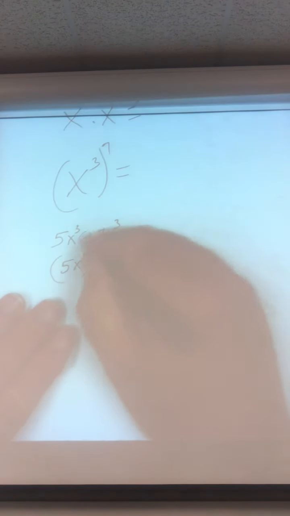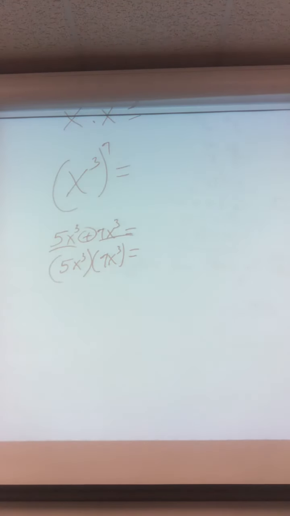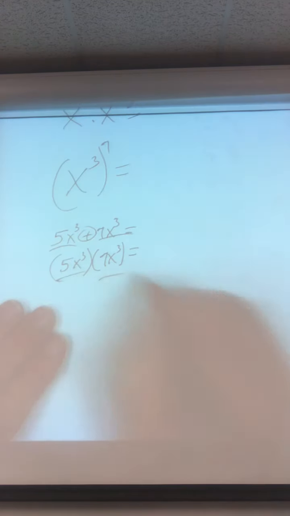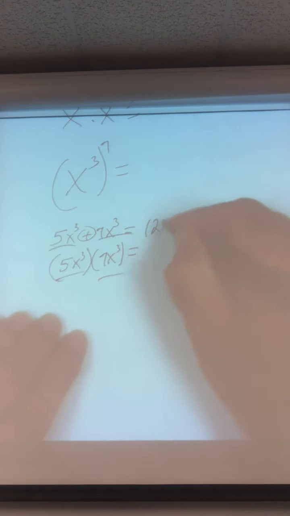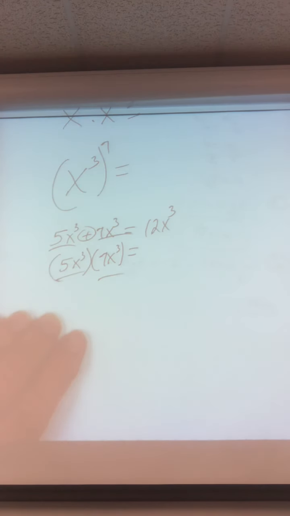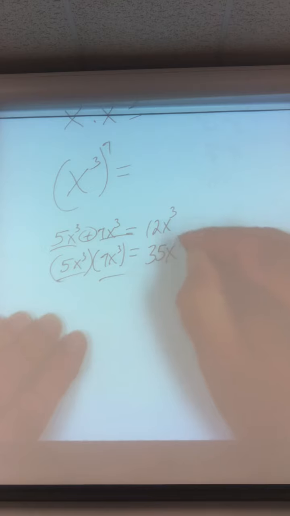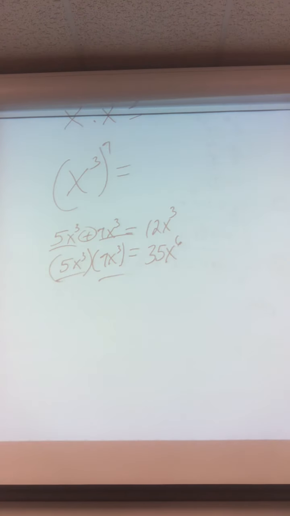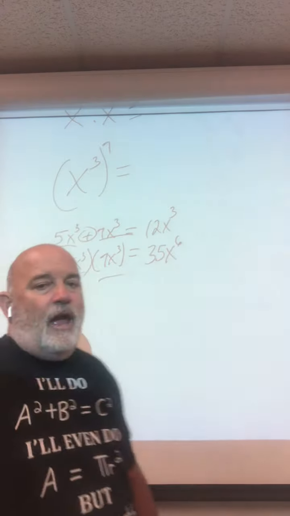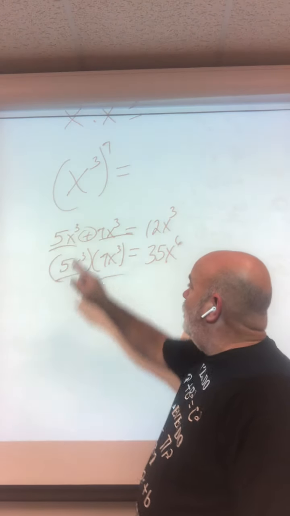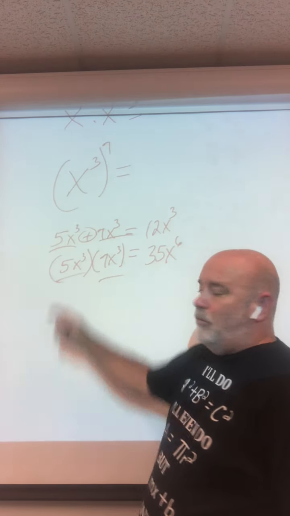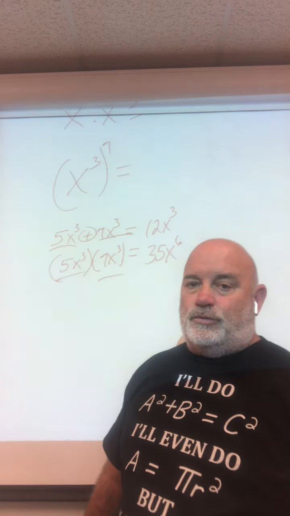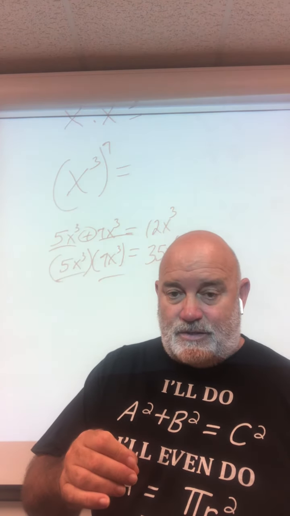Same if I ask you to do this. When I add these two terms, I don't use the same rule that I do to multiply. That's two different rules. That's two different properties. If I do this one up here, you get 12x to the third. If you do this one, you get 35x to the sixth. And the reason is there is a rule for adding variable terms, and there's a rule for multiplying variable terms. And that's two completely different rules, two completely different properties.